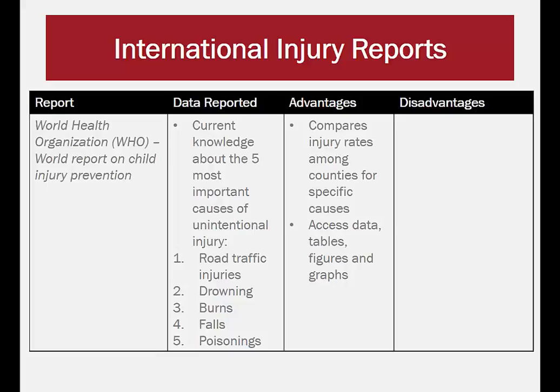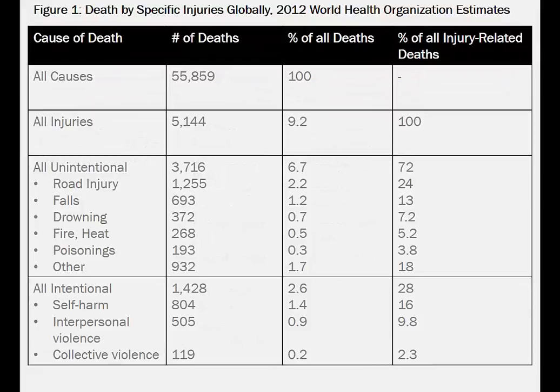For example, if you wanted to know the proportion of fatal road traffic deaths among children and youth by type of road user, you could find this information on a WHO report, stratified by OECD country. If we wanted to interpret this chart from a WHO report, we would be able to say that unintentional injuries accounted for the majority, 72%, of injury-related deaths in 2012. Of these, road traffic injuries were the leading cause of death worldwide.